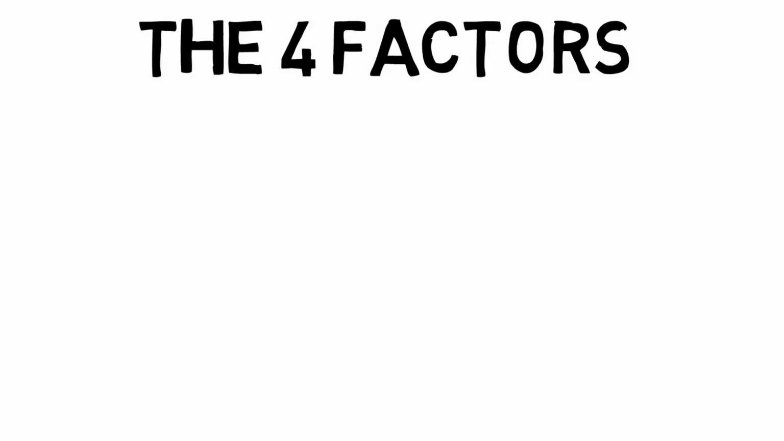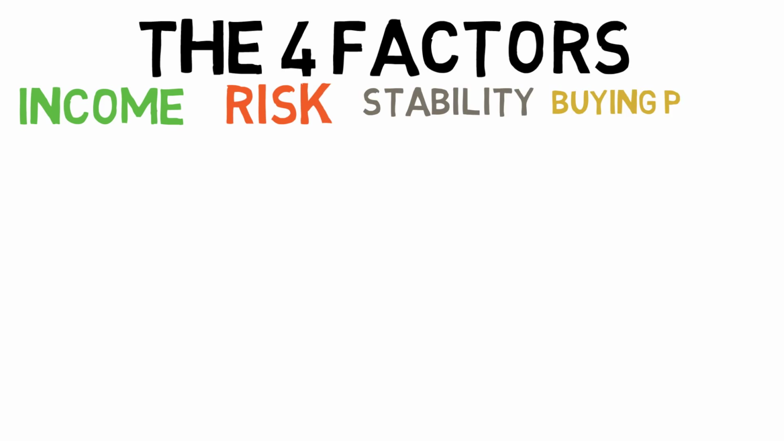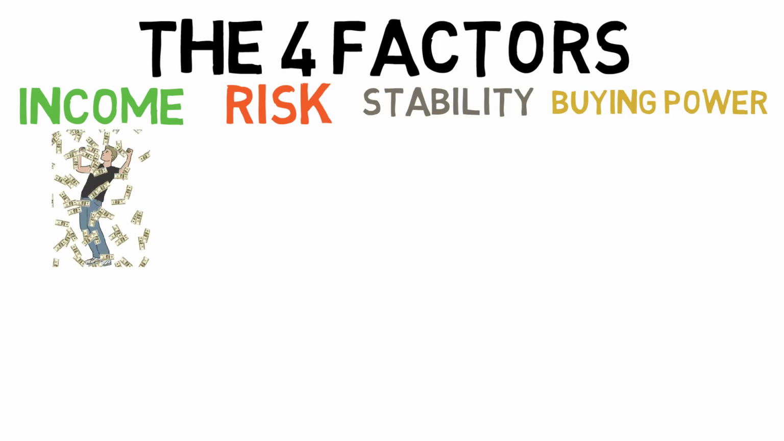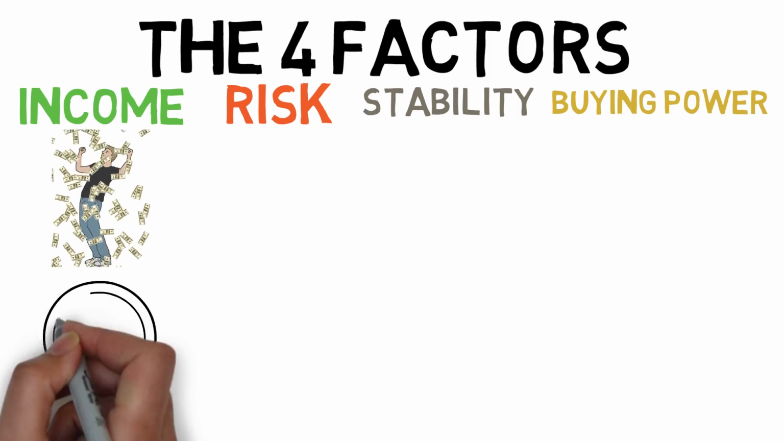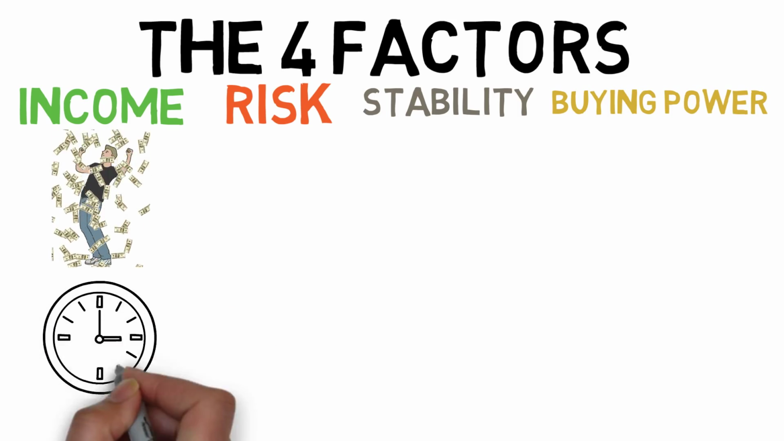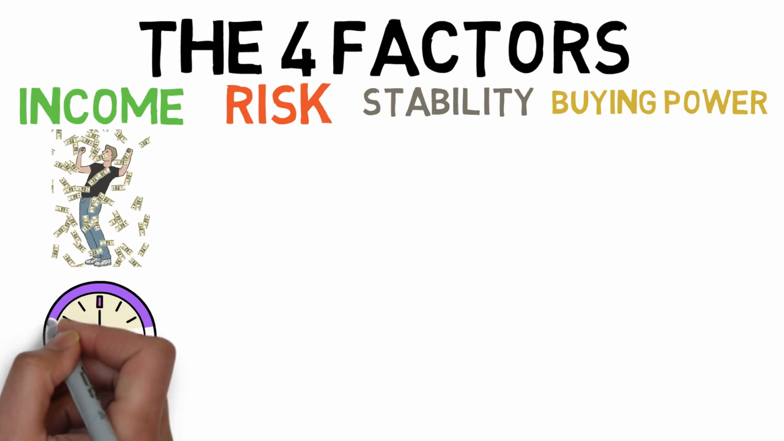To analyze this strategy, let's look at the four factors of retirement, which for those who are new to this channel are income, risk, stability, and buying power. Income measures how much money is coming in the door each month, as well as when that money is coming in. It's measured this way because not all retirement spending strategies are systematic and linear with their income growth.